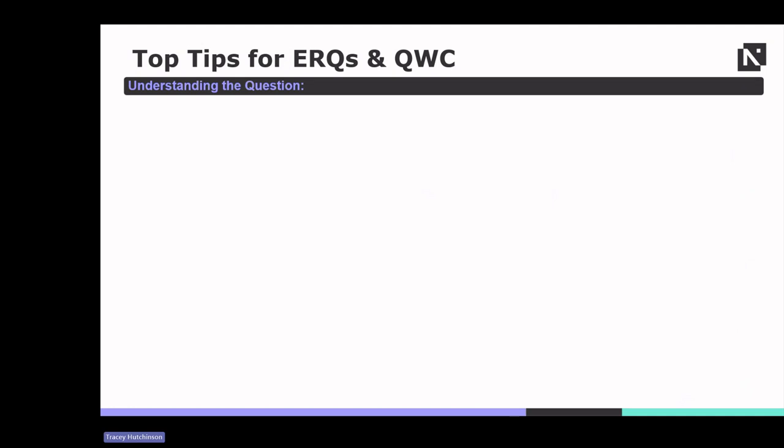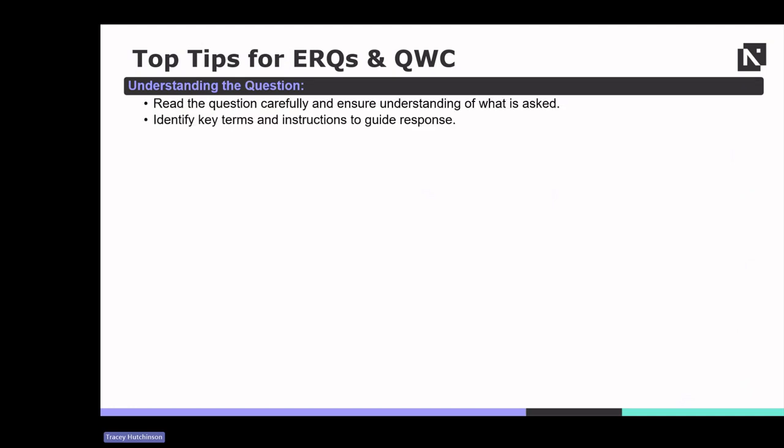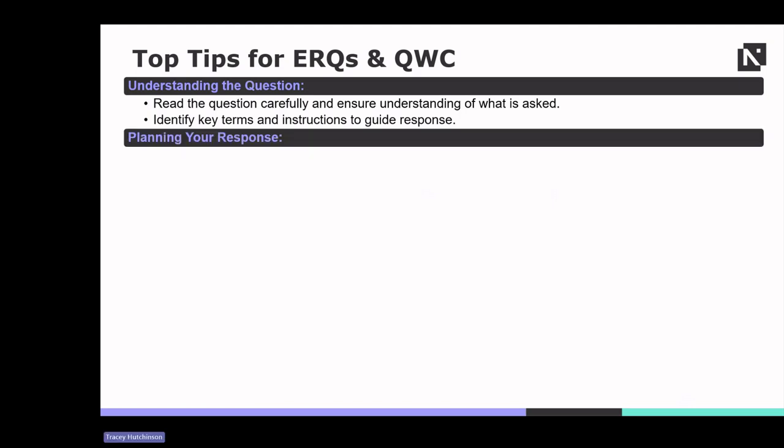First, understanding the question is key. Students need to take time to dissect the question, identify key terms, and understand what's being asked. Next, they need to plan a response before diving into writing. They need to outline main points and the structure of the answer to ensure clarity and coherence.